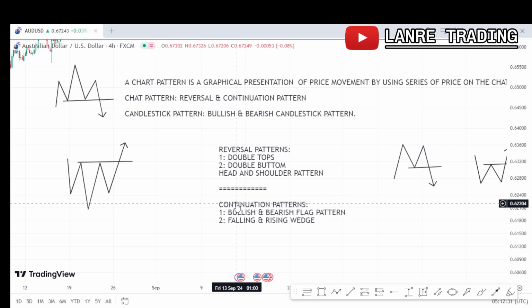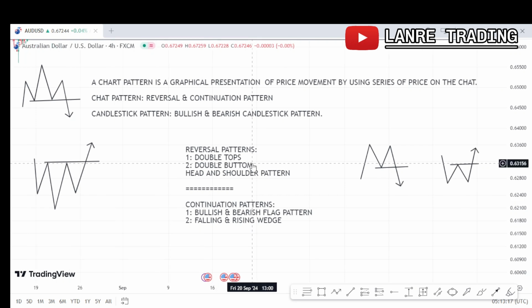And I'll be diving right into today's topic, which is chart patterns and candlestick patterns. A chart pattern is a graphical representation of price movement by using a series of prices on the charts. On chart patterns, we have two different types: the reversal pattern and the continuation pattern. The reversal pattern has its own basic purpose, and the continuation pattern has its own basic purpose.